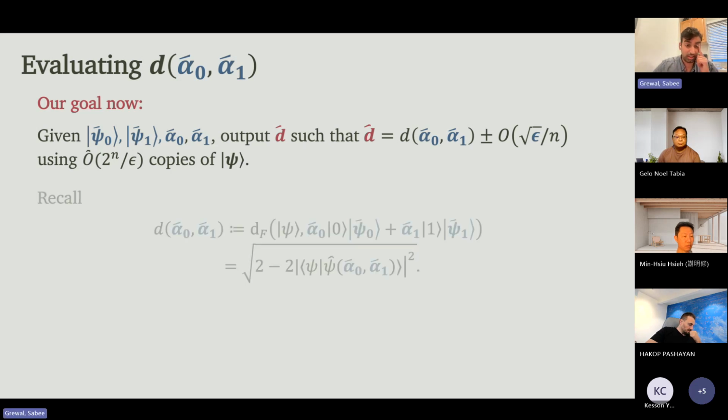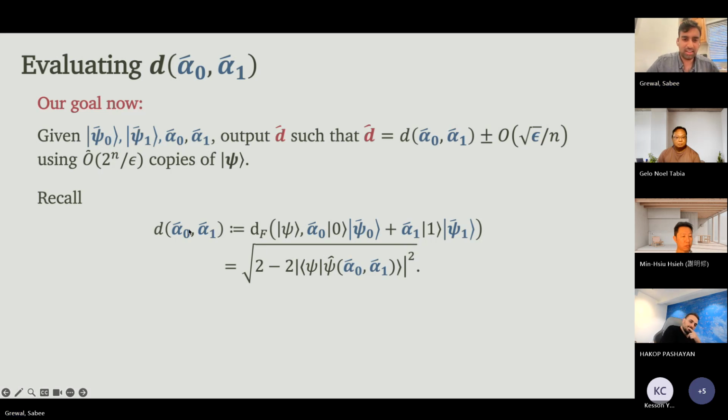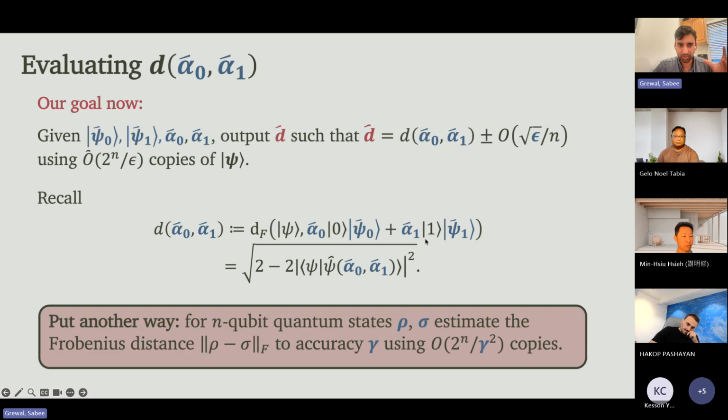Now, here's the thing. I know there's a lot floating around, but recall now that this objective function is actually, we set it equal to the Frobenius distance between two states. So another way of saying this problem that's much cleaner, this problem of evaluating our objective function, is just: imagine we have two n-qubit states, rho and sigma, and we want to estimate their Frobenius distance to accuracy gamma.